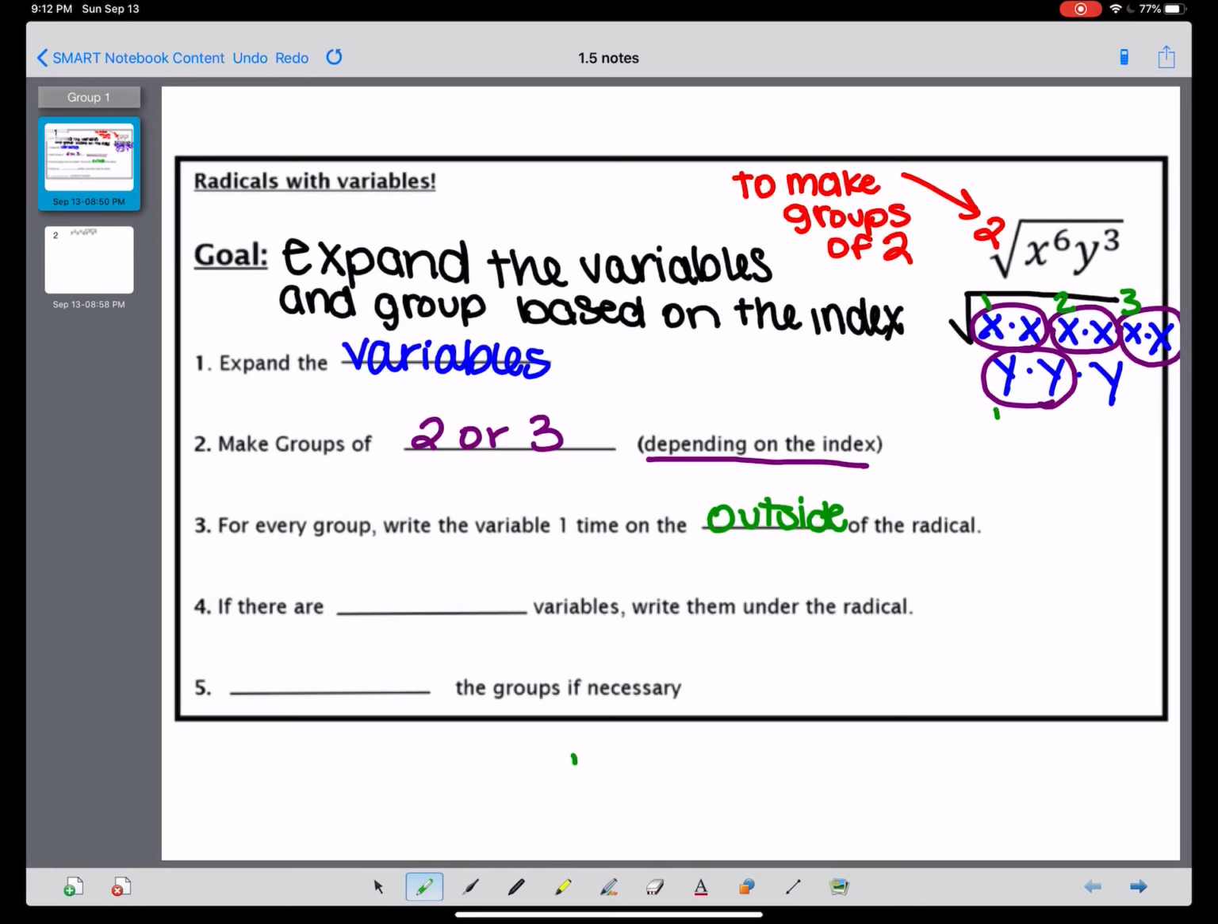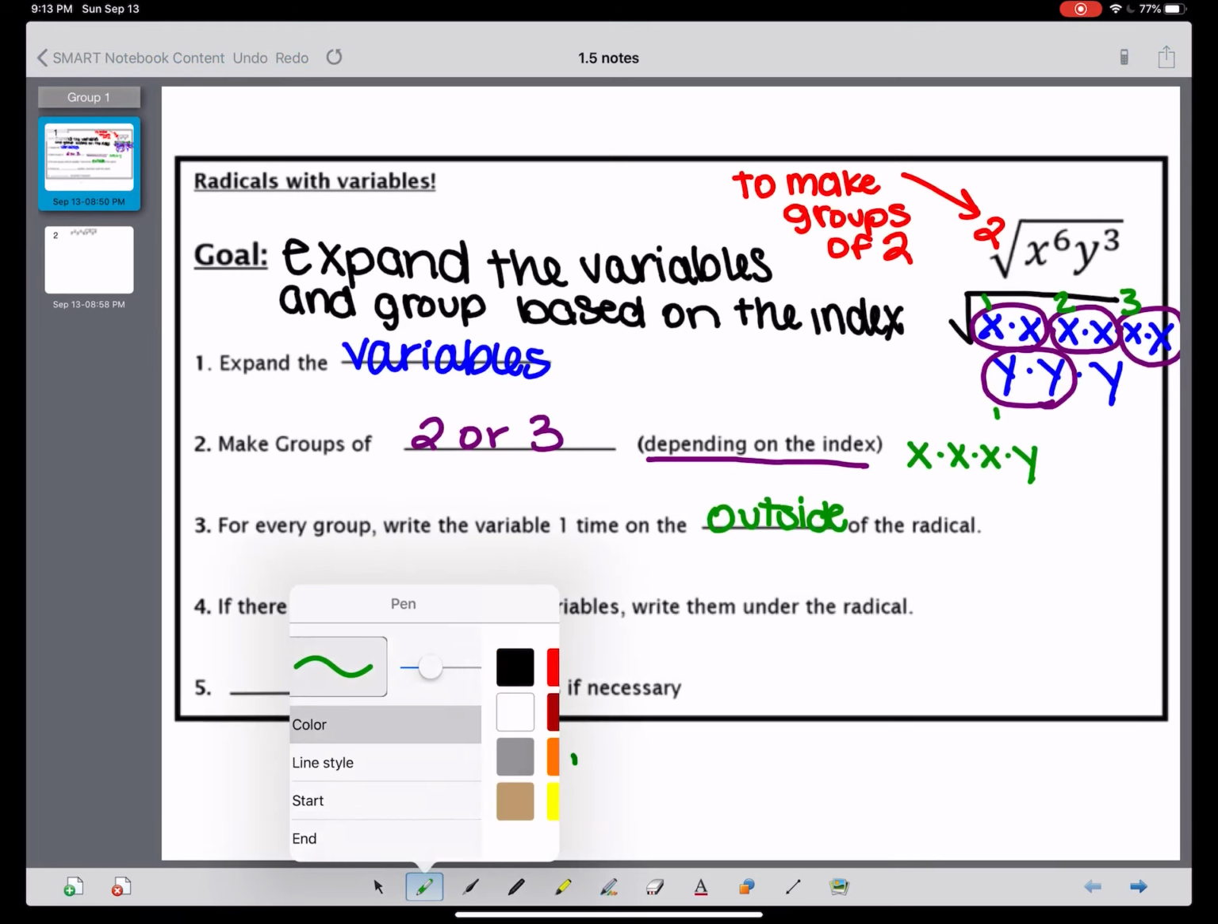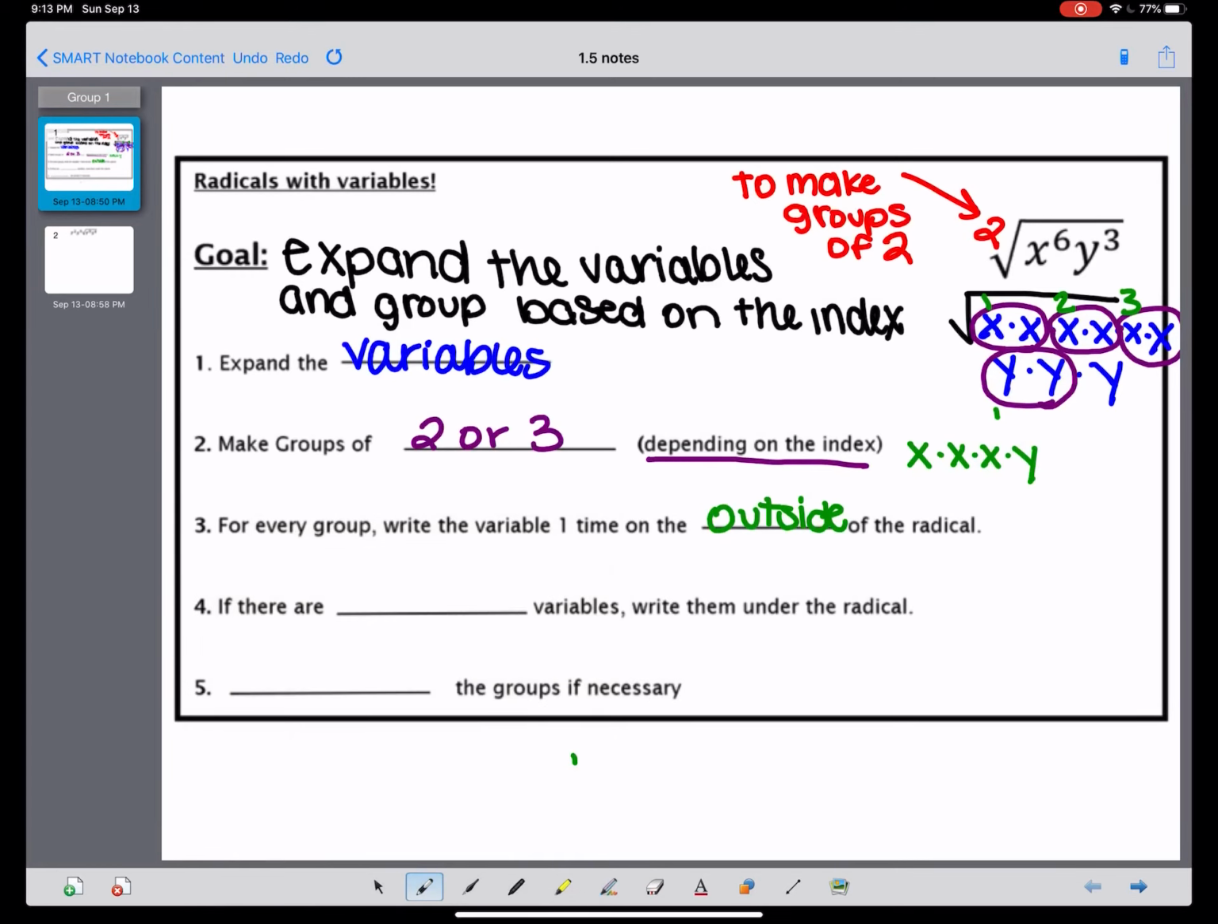So if you notice, I have 3 groups of an x variable, and I have 1 group of a y variable. So I'm going to go ahead and put those groups on the outside of my radical.